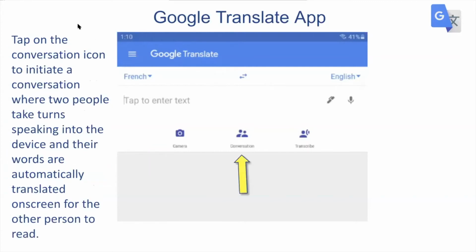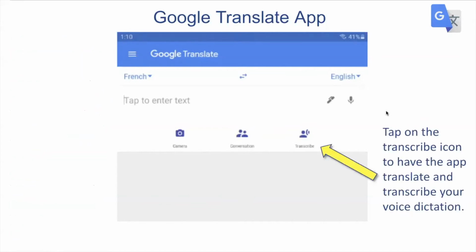Tap on the conversation icon to initiate a conversation where two people take turns speaking into their device and their words are automatically translated on screen for the other person to read. Tap on the transcribe icon to have the app translate and transcribe your voice dictation.